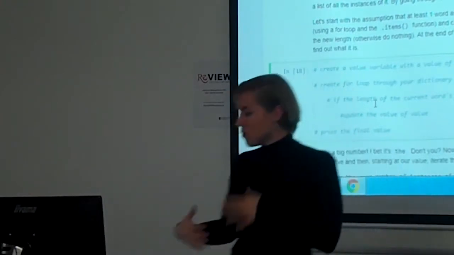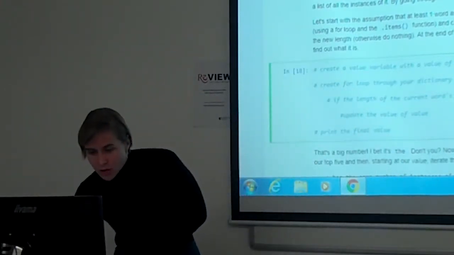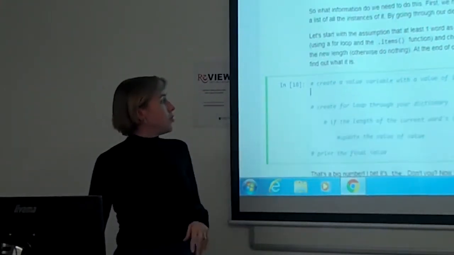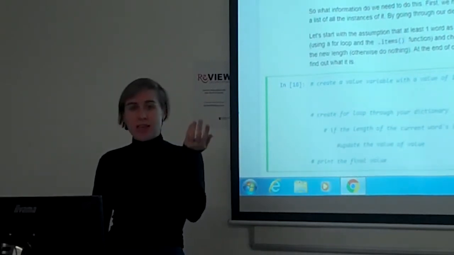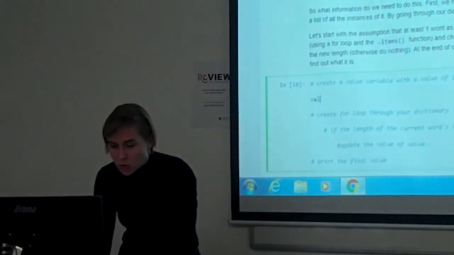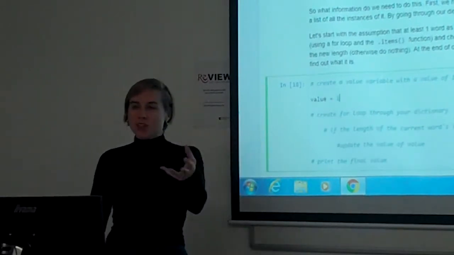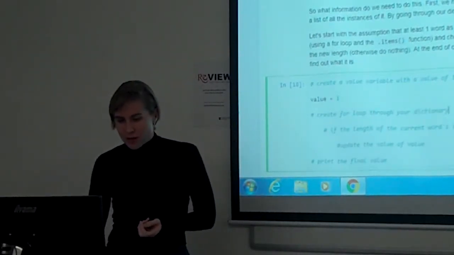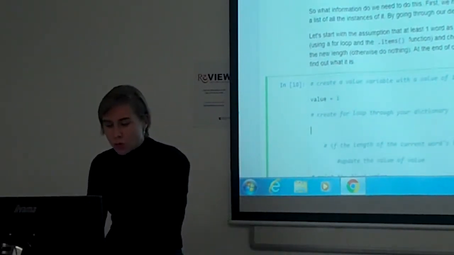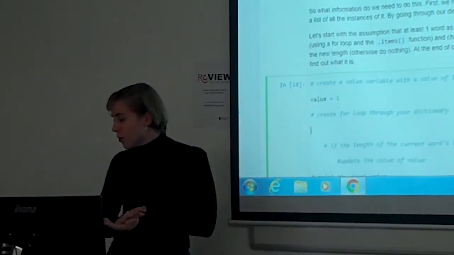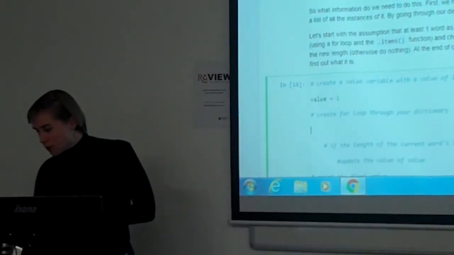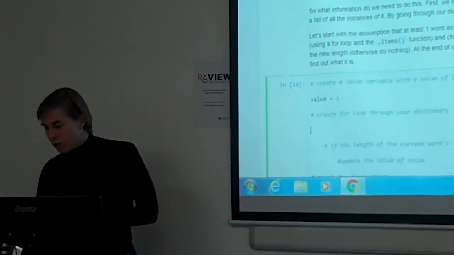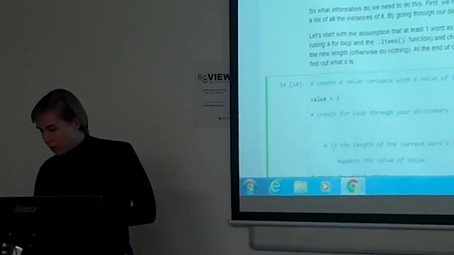So let's go through this really quickly. We want to create a value variable with the value of 1, because again, we thought there's at least one list that has one item in it. Then we want to create a for loop that goes through our dictionary. Now remember, when you're going through a dictionary, the for loop is written slightly differently. Does anyone remember how to do a for loop with a dictionary?